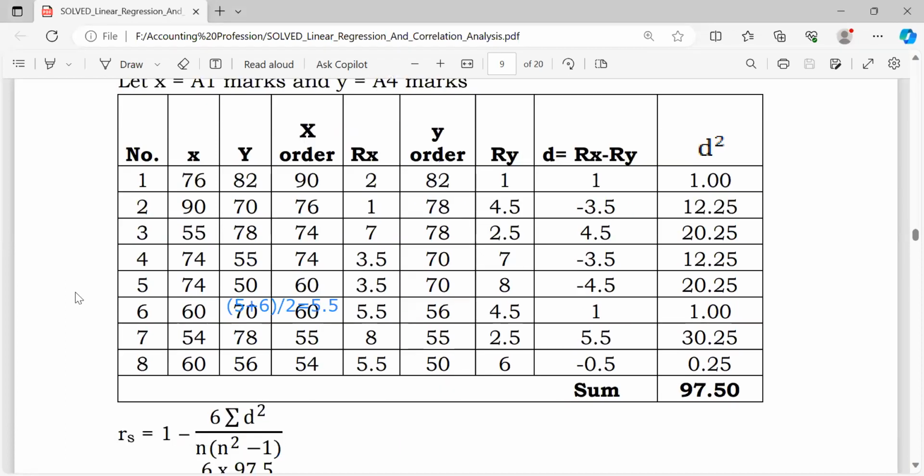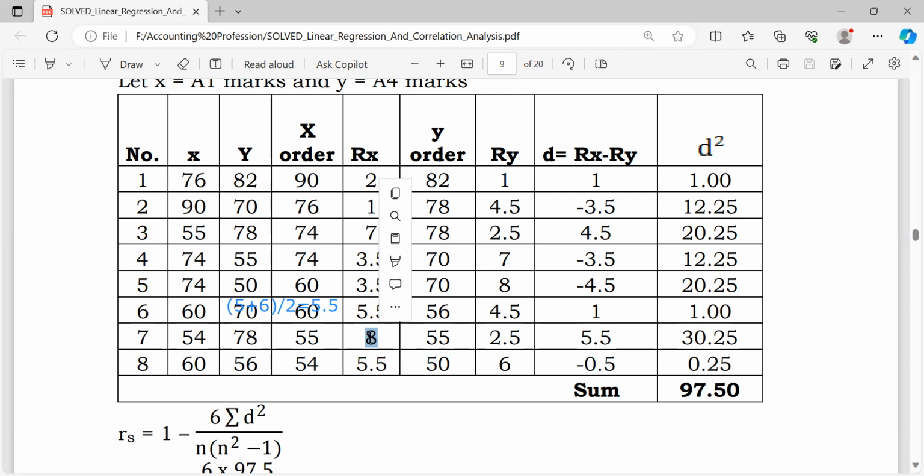Okay, so we proceed here. On the first 60, I would have a rank of 5.5, and the second 60 also 5.5. All right, the only number remaining for the x variable is 54. If you analyze 54 here, you find out that it is on number 8 and it is alone. So 54 would have a rank of 8. And we are done with our arrangement for the x variable.